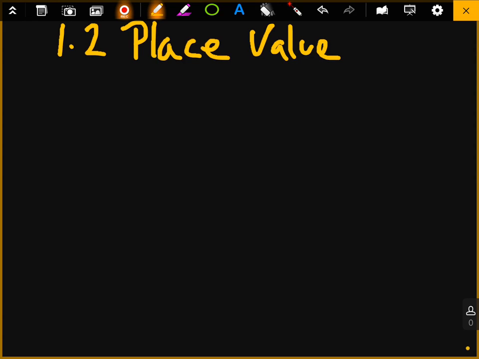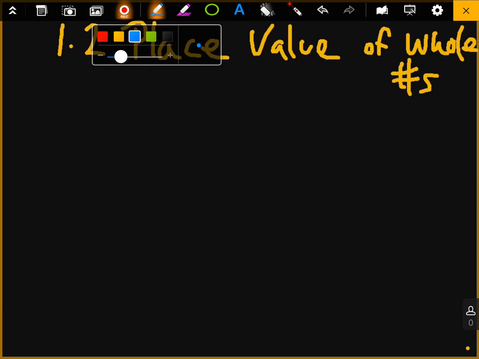We're going to title this 1.2 Place Value of Whole Numbers. All right. So our essential question today is, how do you read, write, and represent whole numbers through hundred millions?